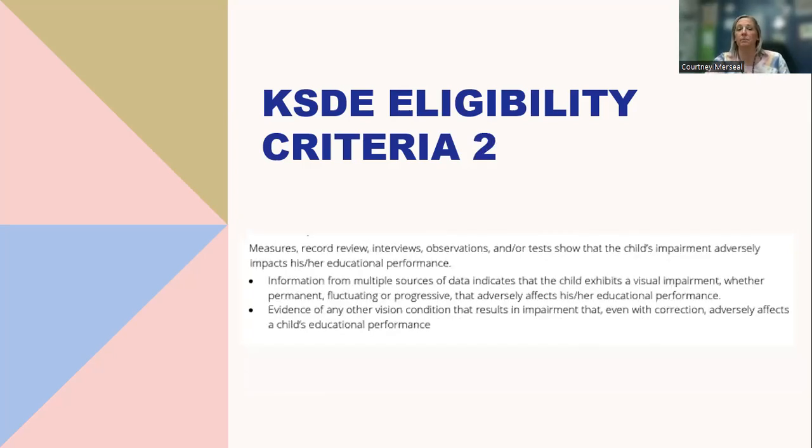Criteria 2 would be that measures, record interviews, observations, and/or tests show that their impairment adversely affects performance. So information from multiple sources of data, whether permanent, fluctuating, or progressive, that could adversely affect their educational performance. Also, evidence of any other vision condition that results in impairment that even with correction still affects their education.